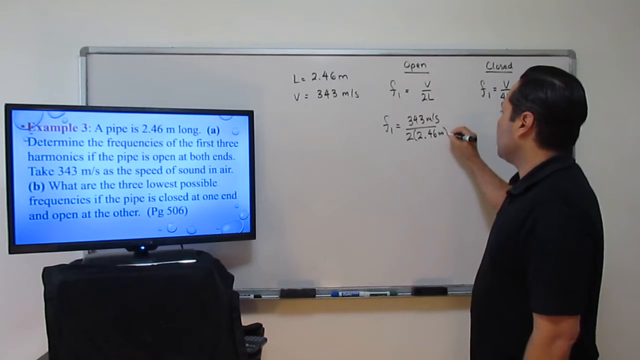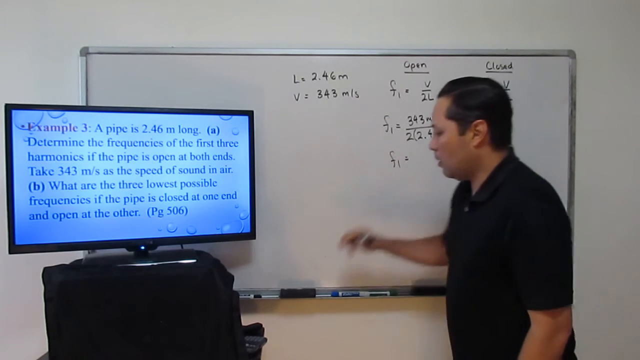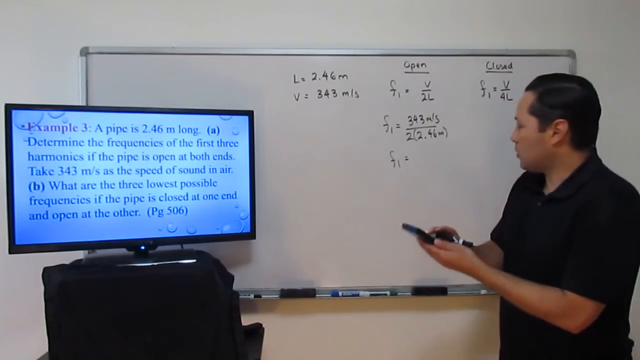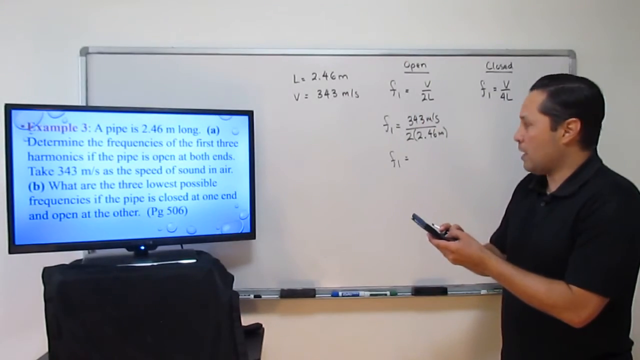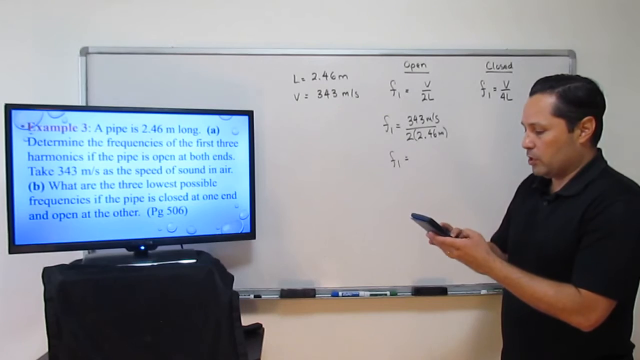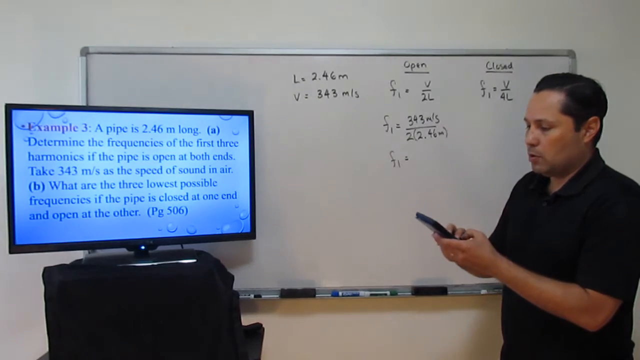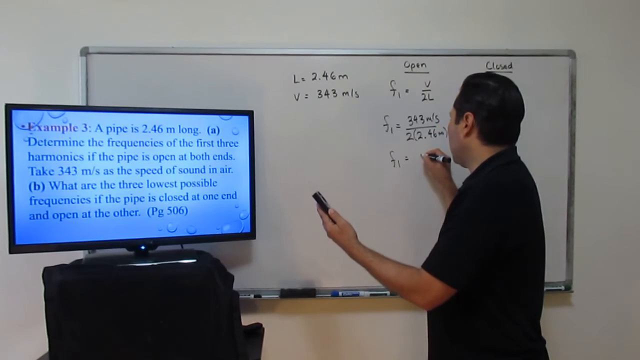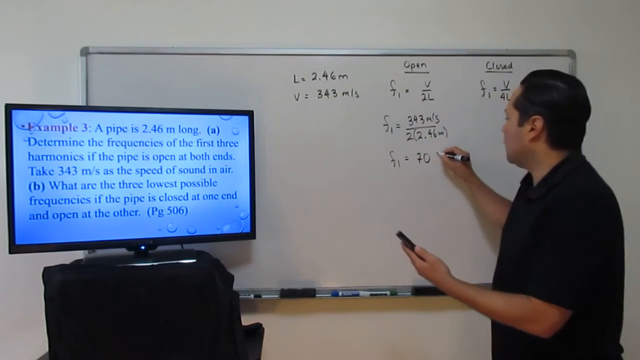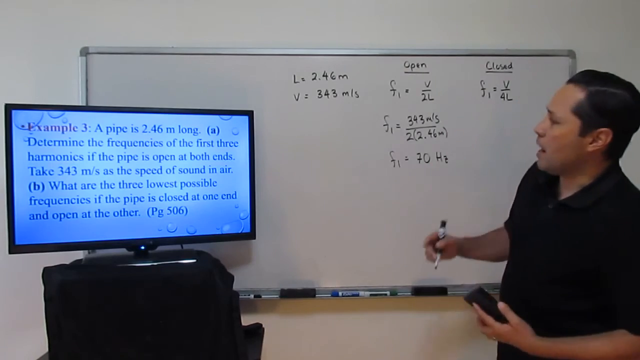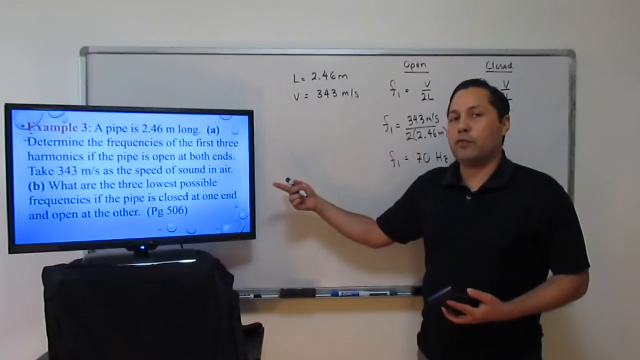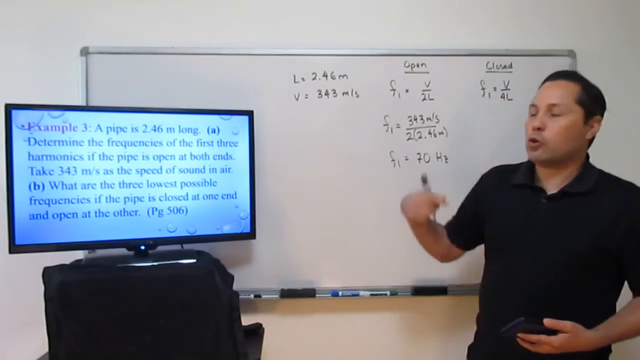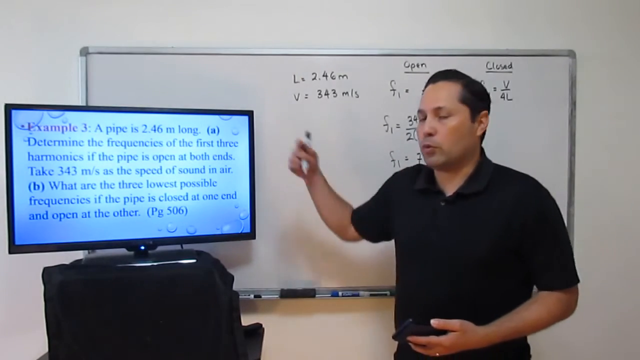2.46 meters. So for our first harmonic, our fundamental frequency, it's going to be 343 divided by 2.46 times 2, close parentheses, equals... should we round it off? Let's go ahead and round it off to 70 hertz. Now, they asked us not just to get the first one, which we did, but also the next 2. So the first 3 harmonics.